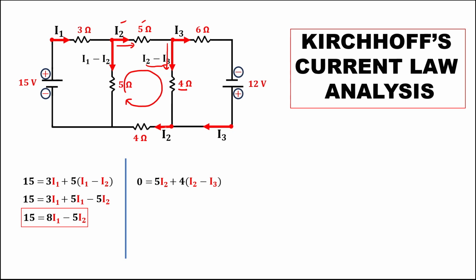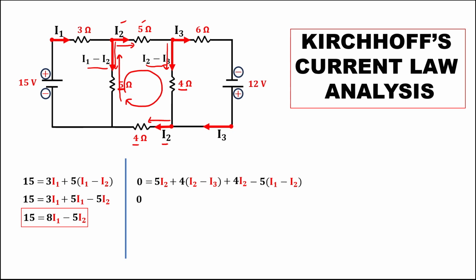And also for this current, since this one is clockwise, it is also positive, so multiply, so plus 4 times current 2. Then since this current is counterclockwise, this one is negative, and multiply these two, so negative 5 times current 1 minus current 2.